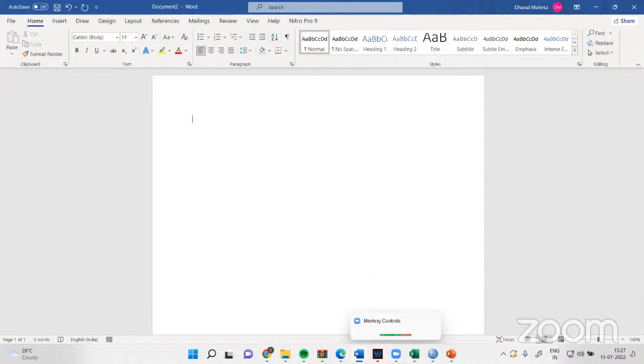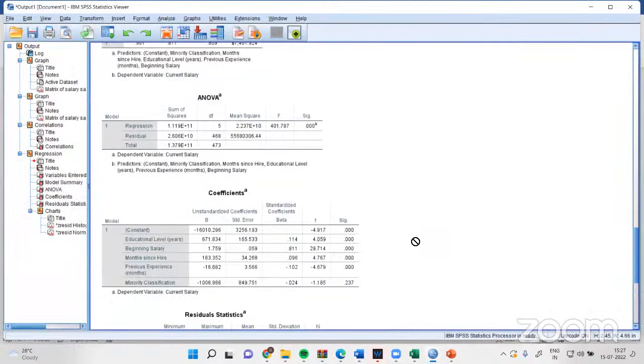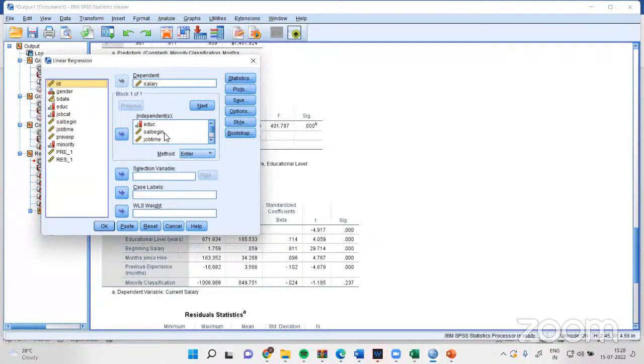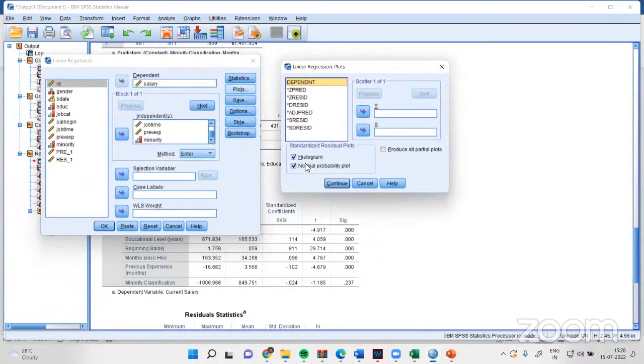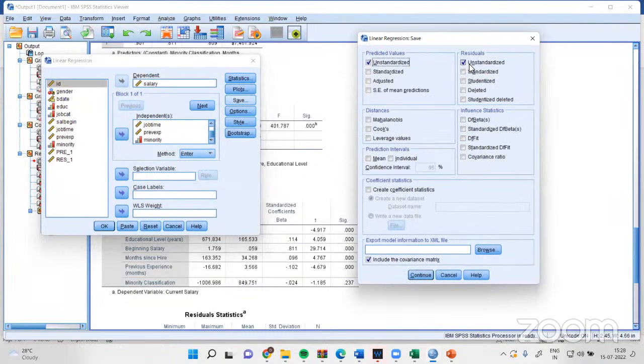Done. Did you get this result? Kindly confirm. Are you getting this result? Sure. Go here: linear regression, salary, education, salary begin, job time, previous experience, minority. Go to plots. Tick histogram, normal probability plot. Continue. Go to save. Unstandardized predicted value, unstandardized residual. That is an error. Continue.